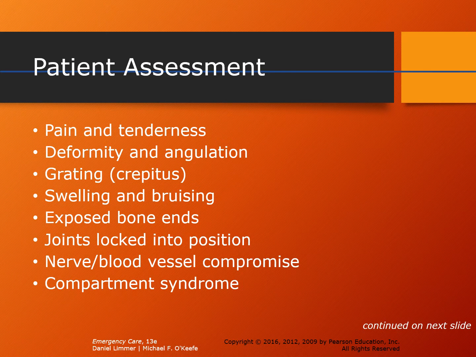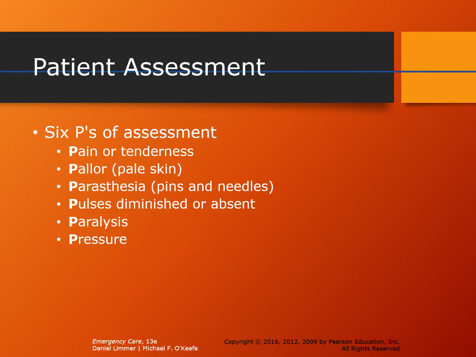We're also looking for swelling and bruising, exposed bone ends, those are sharp and pointy, don't touch them, joints that are locked into position and can't be flexed into a different position, any type of nerve or blood vessel compromise, so we have a very obvious lack of pulses distal to the injury, so below the injury, as well as the onset of compartment syndrome. And then we're going to use our 6 P's of assessment. These are the 6 P's of assessment. Pain or tenderness. Pallor, we're looking for pale skin.